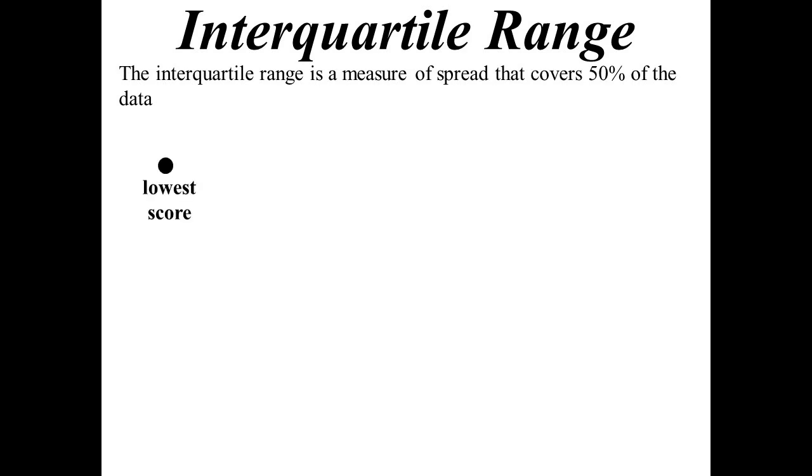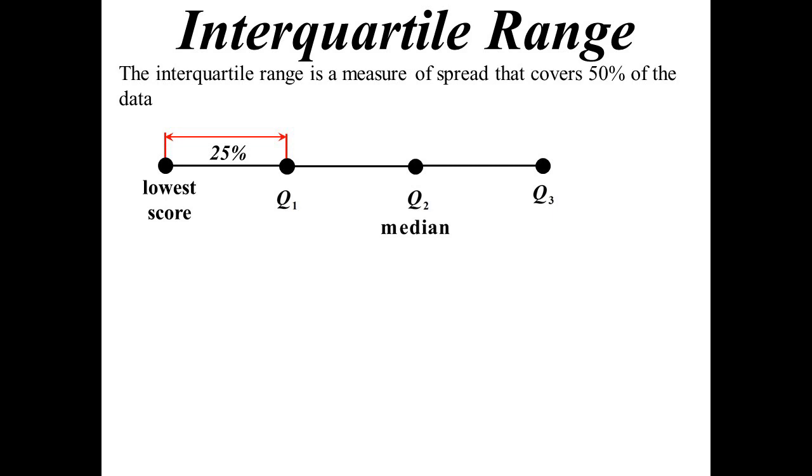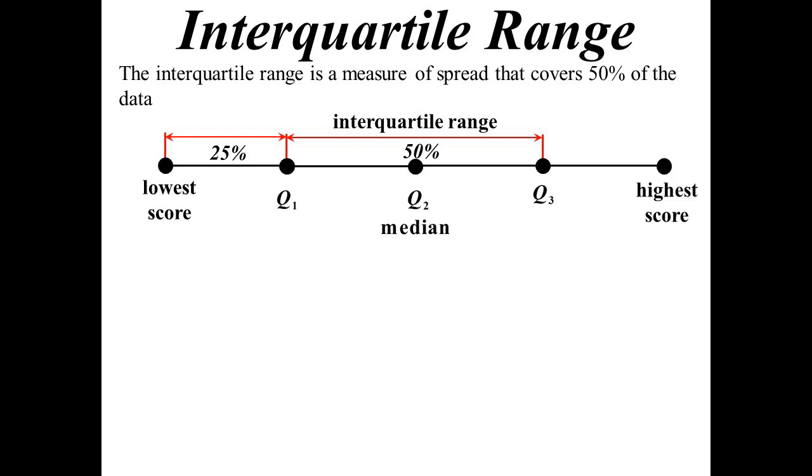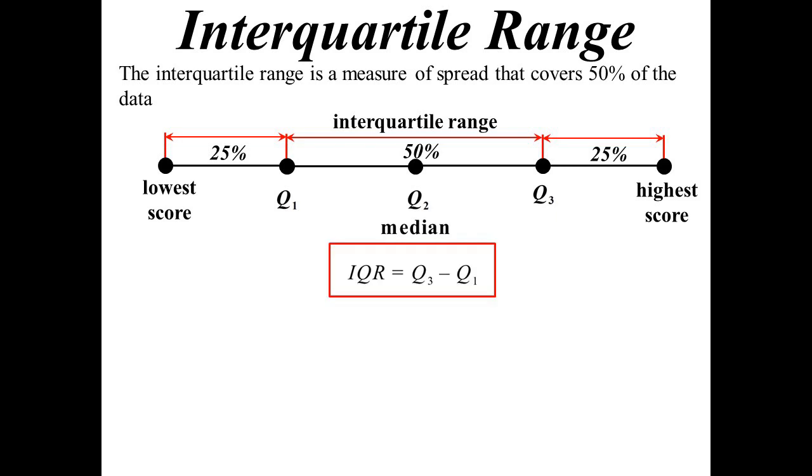So your lowest score is going to be over there. It'll go up to Q1, 25% of the data. Then it'll go up to Q2 or the median, the next 25% of the data. Then up to Q3. That interquartile range is that middle 50% going from Q1 to Q3. And then you have the top 25% going from Q3 up to the highest score. So interquartile range is Q3 minus Q1.